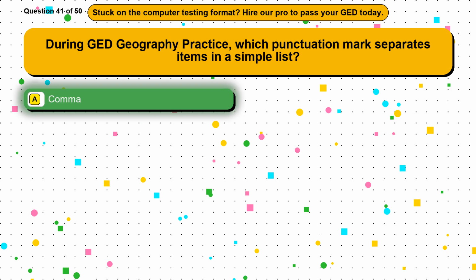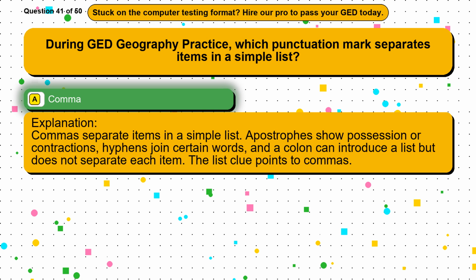The correct answer is option A. Comma. Commas separate items in a simple list. Apostrophes show possession or contractions, hyphens join certain words, and a colon can introduce a list but does not separate each item. The list clue points to commas.